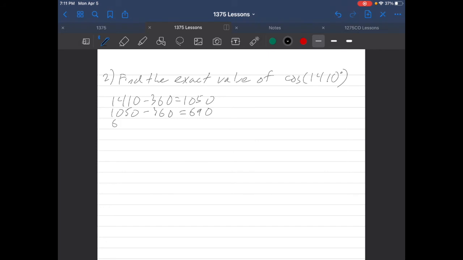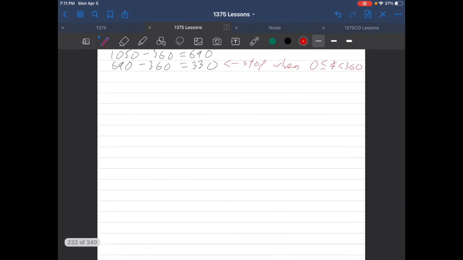How do I know when to stop? 690 minus 360 is equal to 330 degrees, and here is where I will stop. Why? Because we want our angle to be between 0 and 360. Stop when your angle is between 0 and 360 degrees. All right, so since we got 330, now I know to stop.